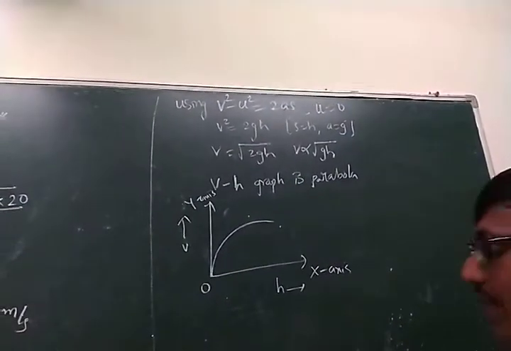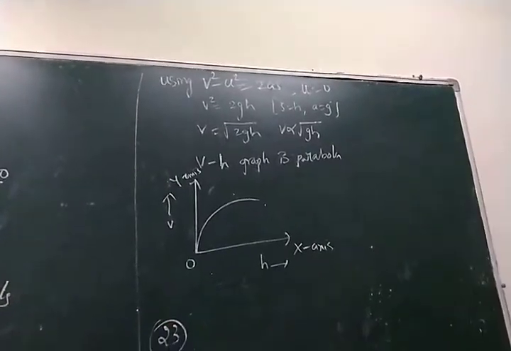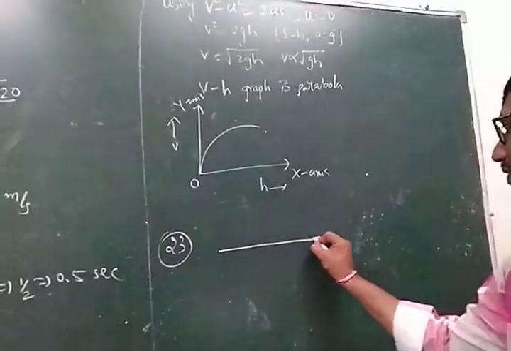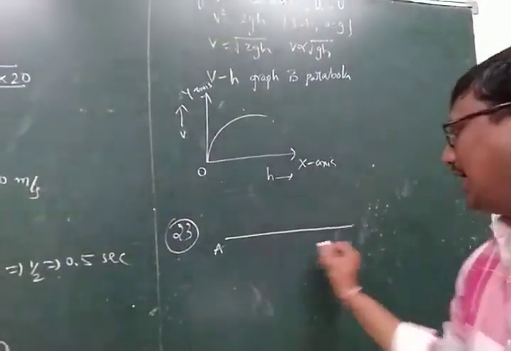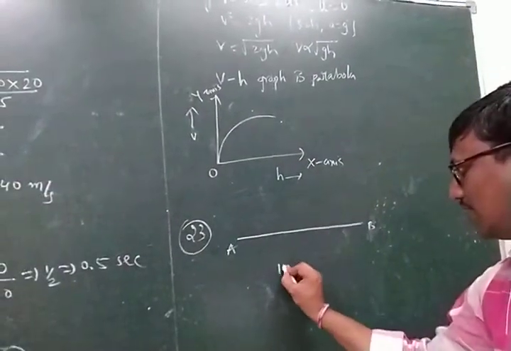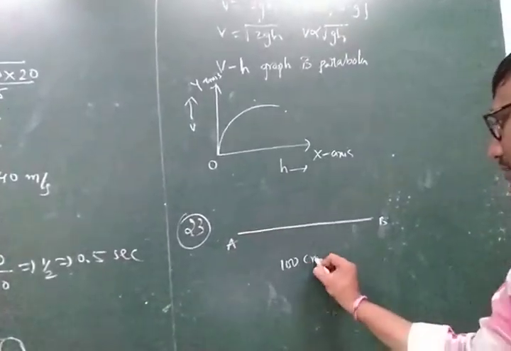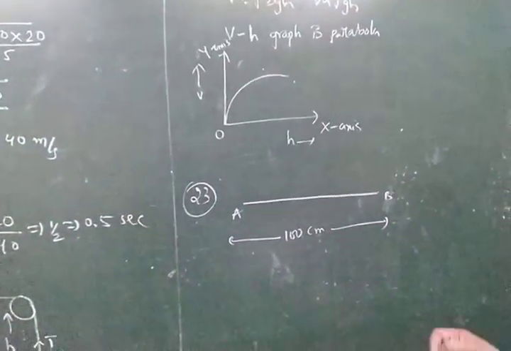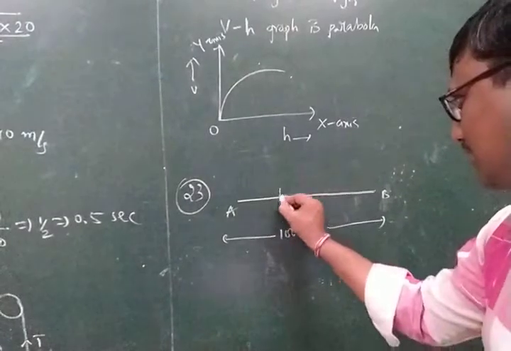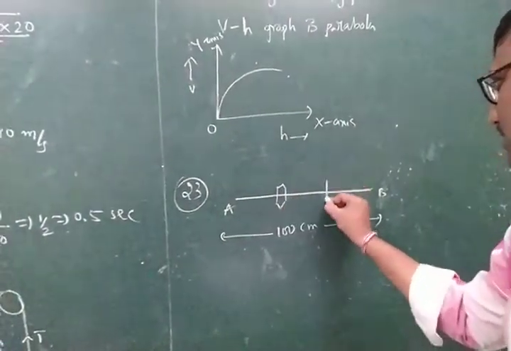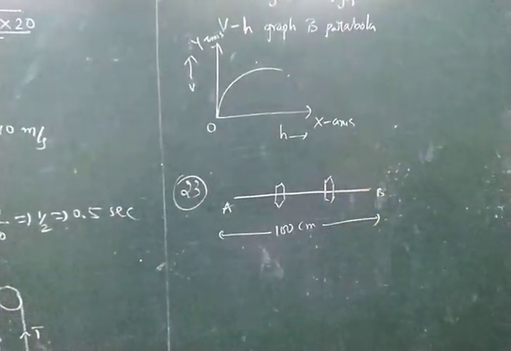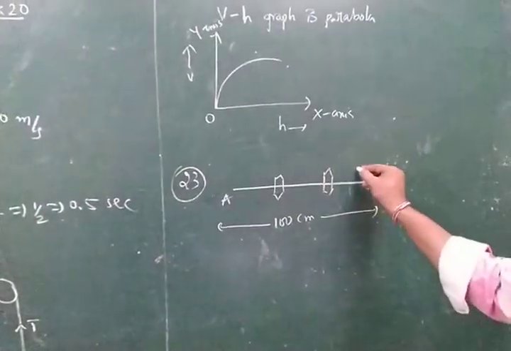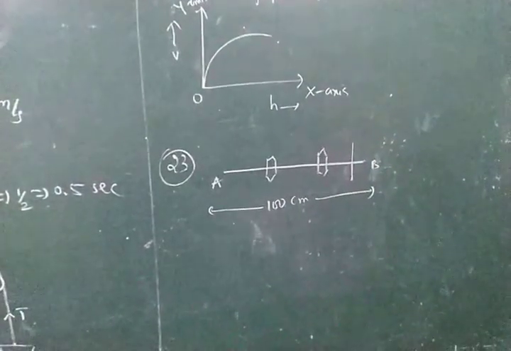See the next question, number 23. A length of a sonometer wire. This is the length of a sonometer wire, A and B. Its total length is given as 100 centimeter. Where should the two bridges be? This is one bridge. Now this is considered the other bridge. Two bridges divide it into three segments. So 1, 2, and the other one is taken here. These are the three segments.